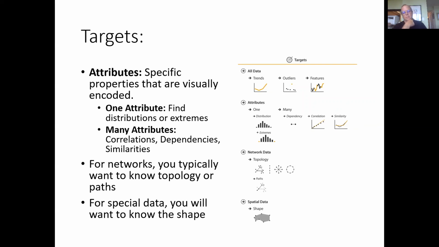We can also look at network data to know the topology or the layout of the data. And for spatial data, we can look at what is the shape. Is there a pattern that we can find within the shape visually?